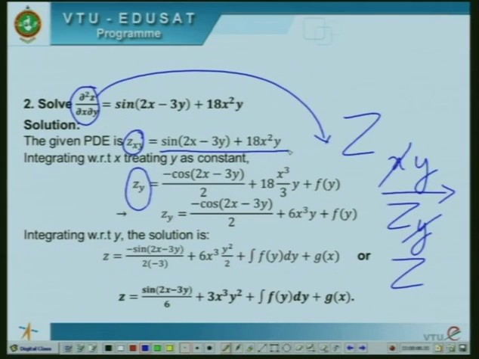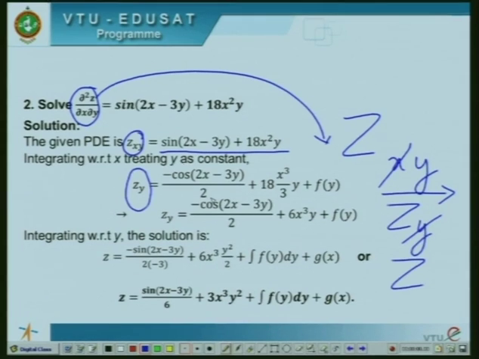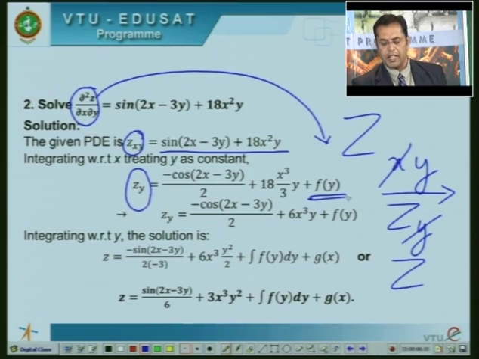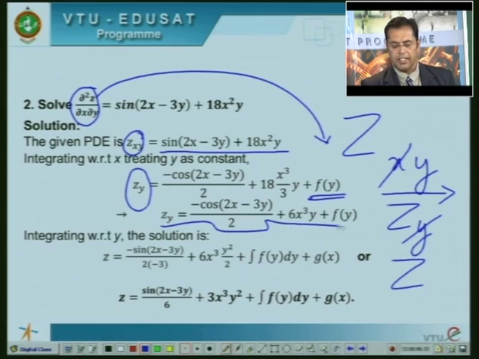So, when you come back here, you have zy with respect to x, sorry, as minus cos 2x minus 3y by 2 plus 18 x cube by 3 into y plus, because you have done an integration with respect to x, you add the function f of y as the constant. On simplification, zy is minus cos 2x minus 3y by 2 plus 6x cube y plus function of y.